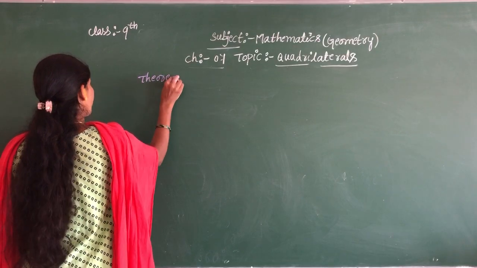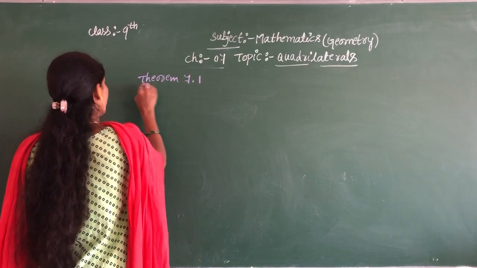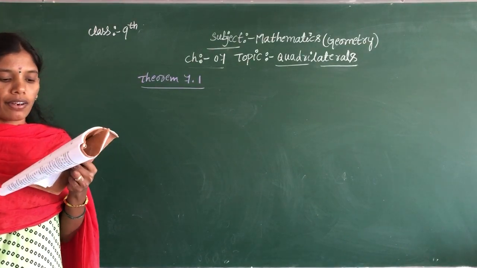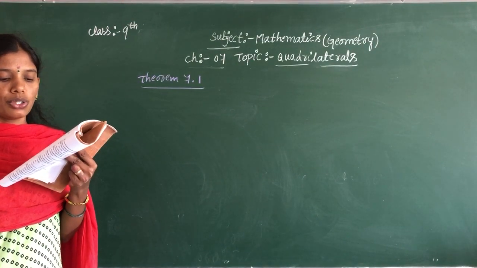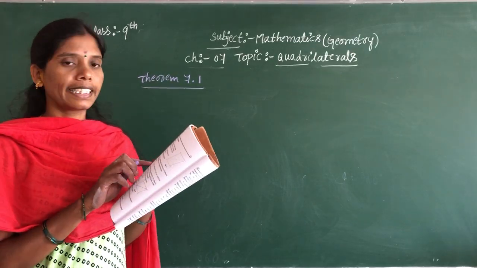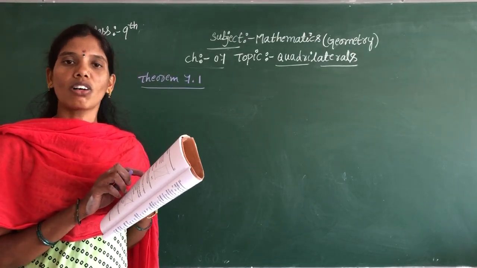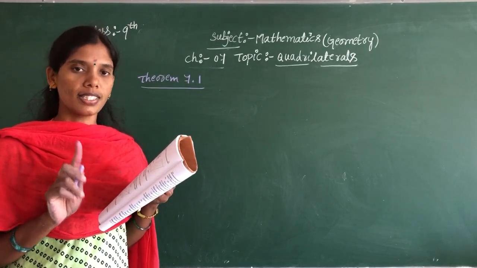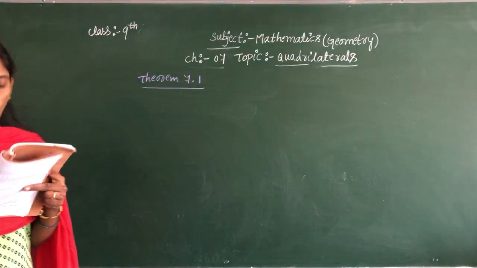Theorem 7.1: A diagonal of a parallelogram divides it into two congruent triangles. So already you know what congruent means? Same shape and same size is called congruent.